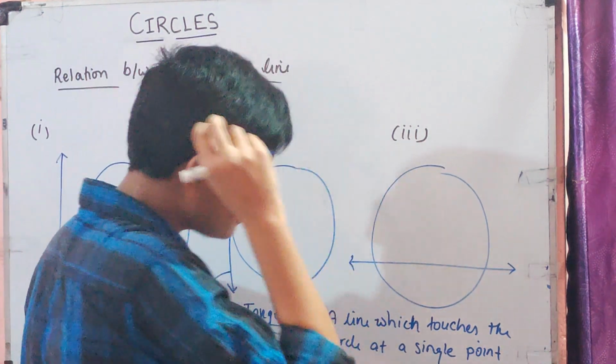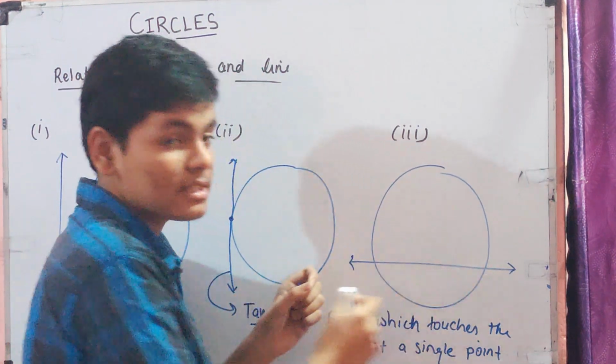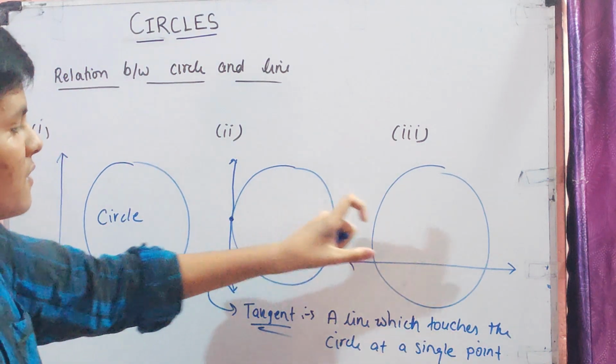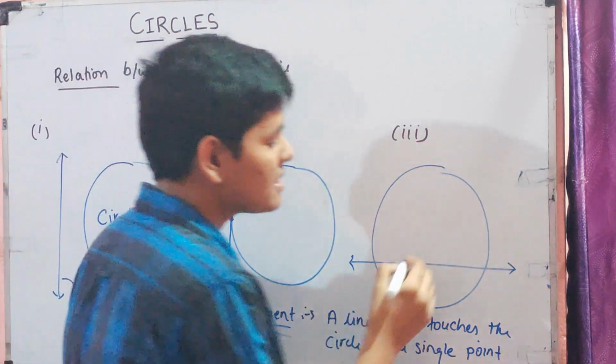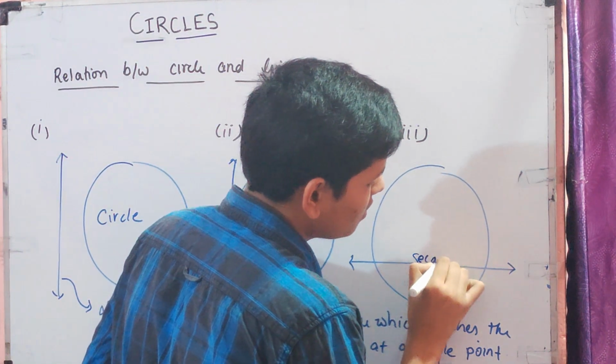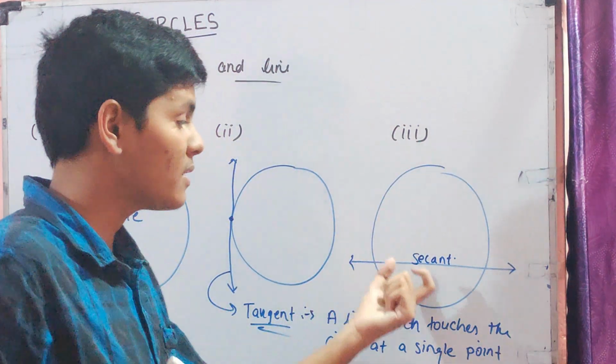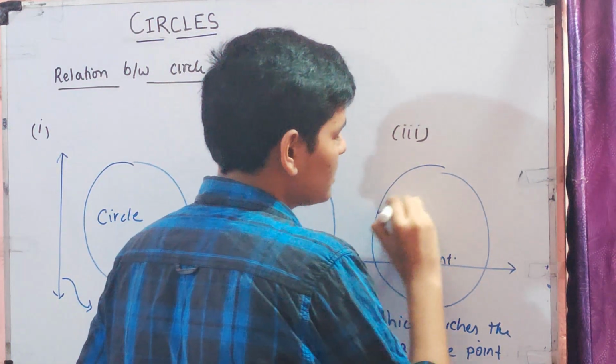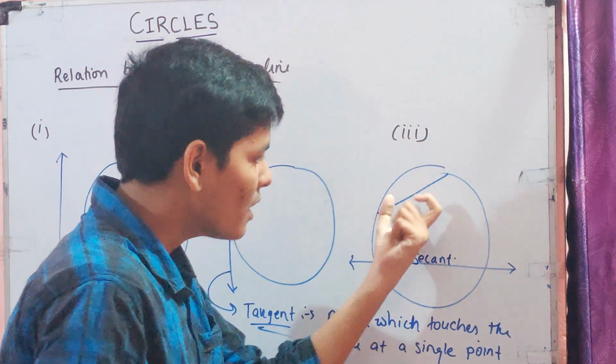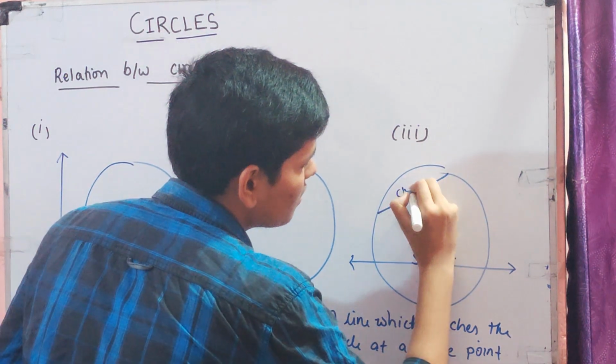Now this is a line which is crossing the circle. Many people get confused between this thing. This is known as a secant. Many people get confused between what is a secant and what is a chord. Suppose like this. Now what is this? This is actually a chord.